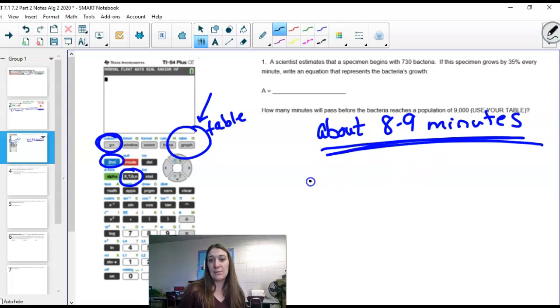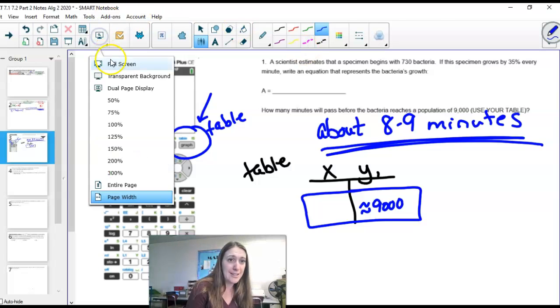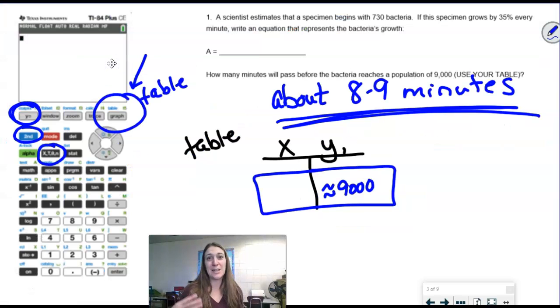But we still need to write down some notes about what we did on our calculator, right? So we went to the table, and then our table had this look to it, right? X and Y1. And then we scrolled until we see this number over here about hit 9,000. It didn't exactly hit 9,000, but that's okay. I don't really know that I'm passionate enough about the bacteria to know the exact answer. Later we'll find techniques that do allow us to find the exact answer. For now, we're just going to estimate.